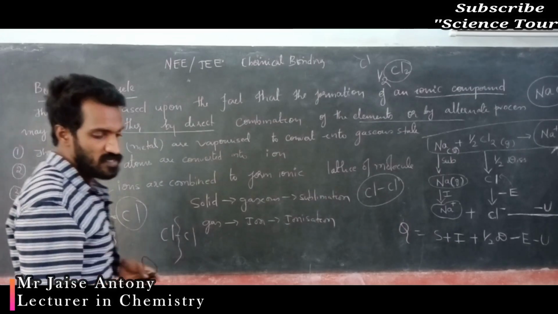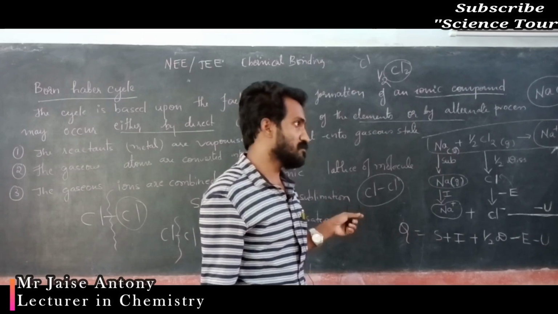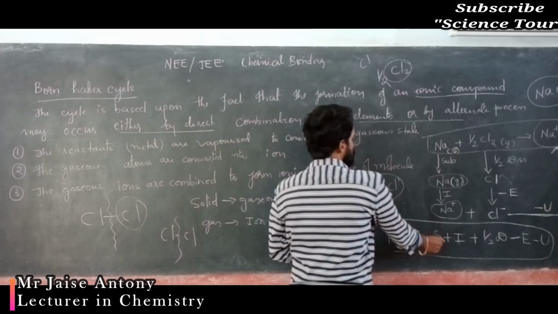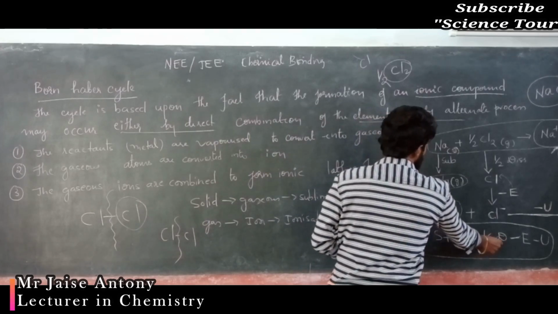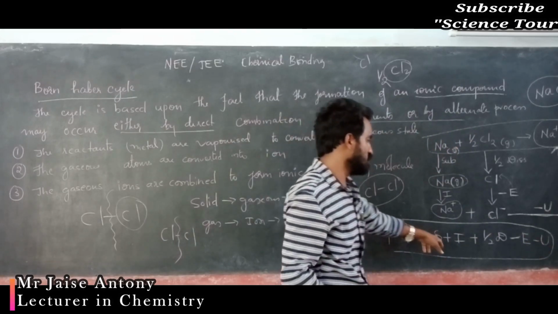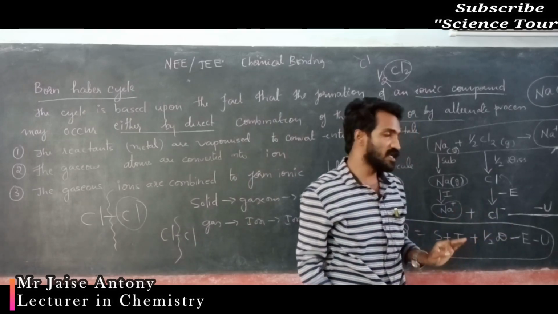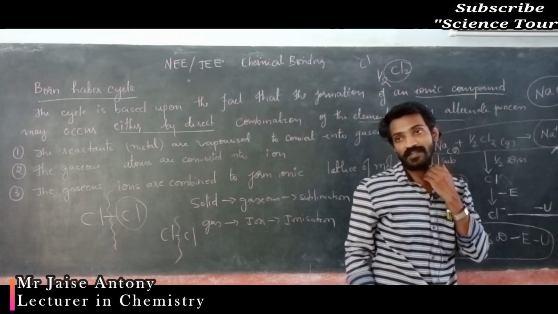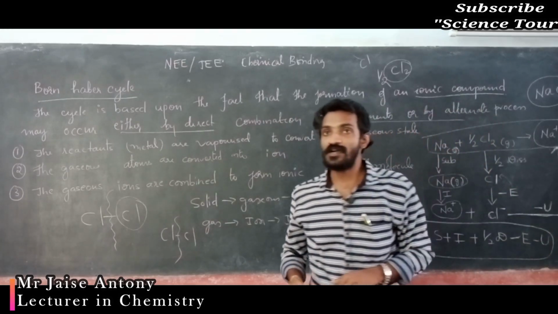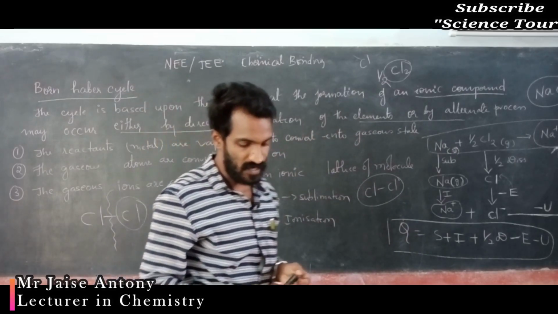Understood? My dear students, for the Born-Haber cycle, one formula is given. Note down, please: S plus I plus half D minus E minus U. Here S is sublimation energy, I is ionization energy, D means dissociation energy, E means electron affinity. During that time energy is released. Minus U means lattice energy. This is the formula. Please note down, my dear.